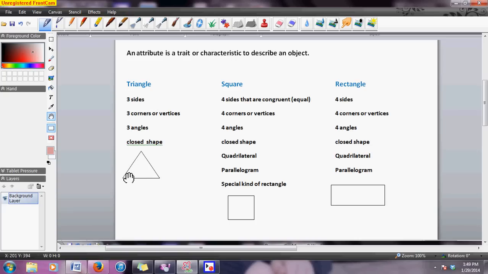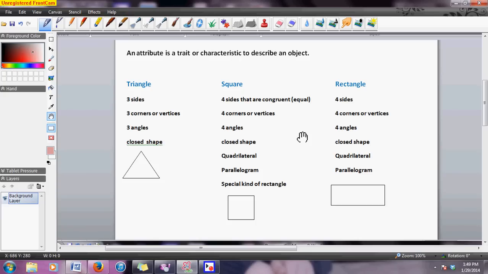It has three sides, 1, 2, 3. It has three corners or vertices, 1, 2, 3. It has three angles, 1, 2, 3. And it is a closed shape. Which, by the way, all of these shapes are closed. They would not be a shape if they are not closed.